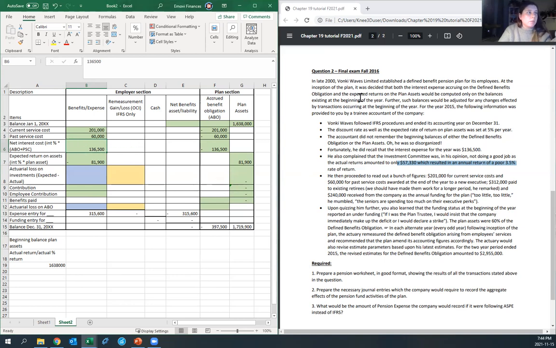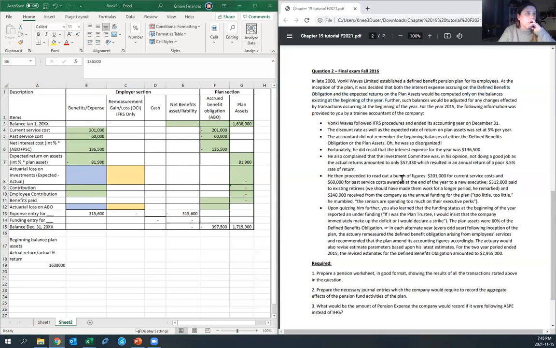it says here that both the interest expense and the expected returns on the plan assets will be computed only on the balances existing at the beginning of the year. So what it says is, if the interest cost wasn't given, but the past service cost was given, to calculate your interest cost you would only use the plan asset, because it only takes into consideration your beginning balance of the year. It's not taking into consideration your past service cost. So you have to be careful when reading.